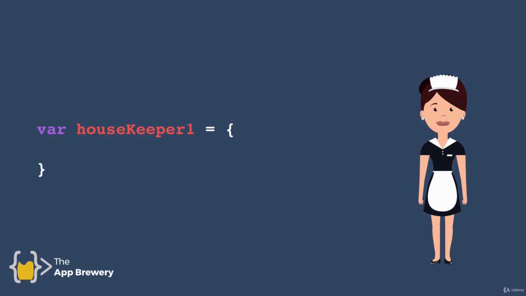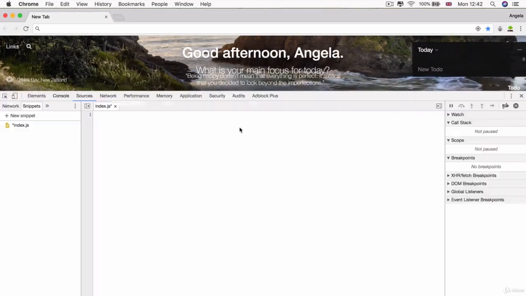So I want you to have a go at creating objects. Head over to the Sources tab inside the Chrome Developer Tools, and I want you to create a new object that is housekeeper1, and she needs to have a number of properties.